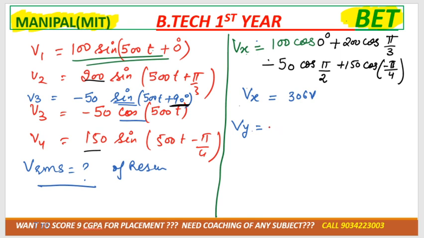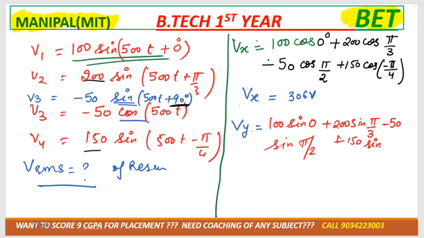Similarly we can calculate Vy. Vy means the sine component, so that would be 100 sine 0 plus 200 sine pi by 3 minus 50 sine pi by 2 plus 150 sine of minus pi by 4. We'll solve it, then we'll get it as 17.2 volt.